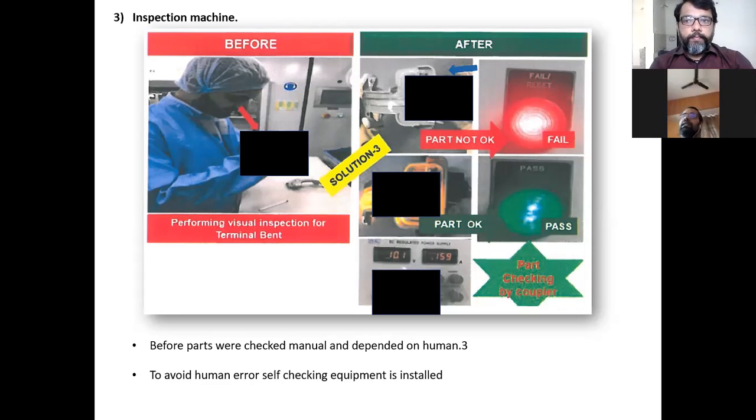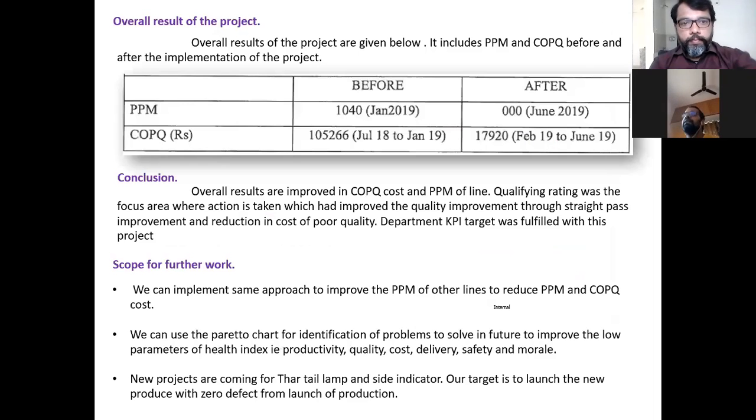So the overall result, as we can see, is that PPM is completely reduced. We achieved our main target here, and the overall cost of poor quality we reduced from 1,05,266 rupees to 17,920 rupees. So these are the main targets we achieved here.